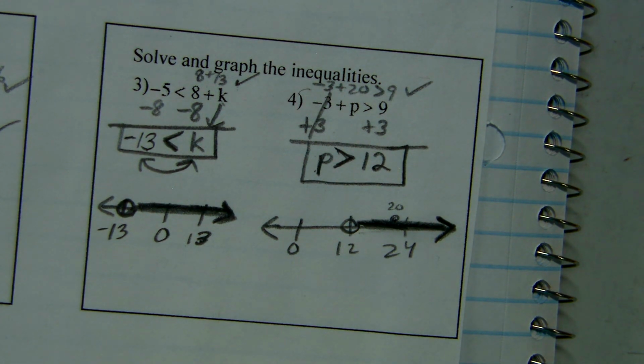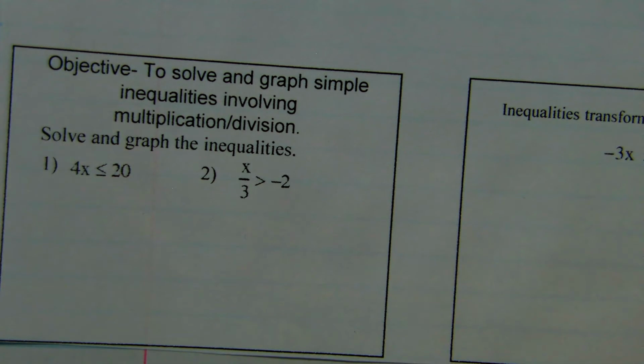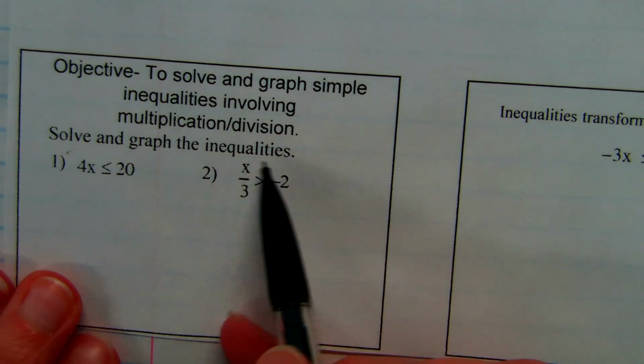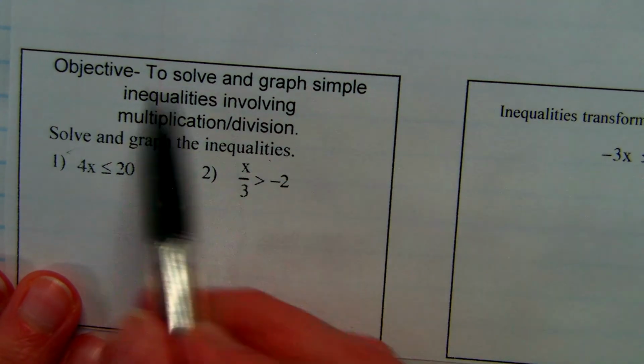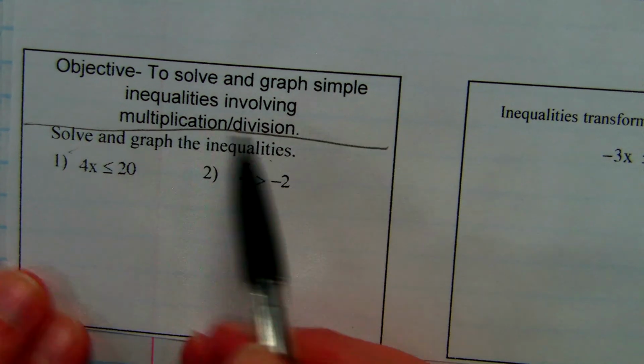Okay, so we were using adding and subtracting on the first few. Now we're going to look at multiplying and dividing. And this is where our little twist will come in. It's the only thing that's really different than solving equations. The first two are okay. So it says solve and graph the inequalities. And there's our objective. We're solving and graphing simple inequalities using multiplication and division.